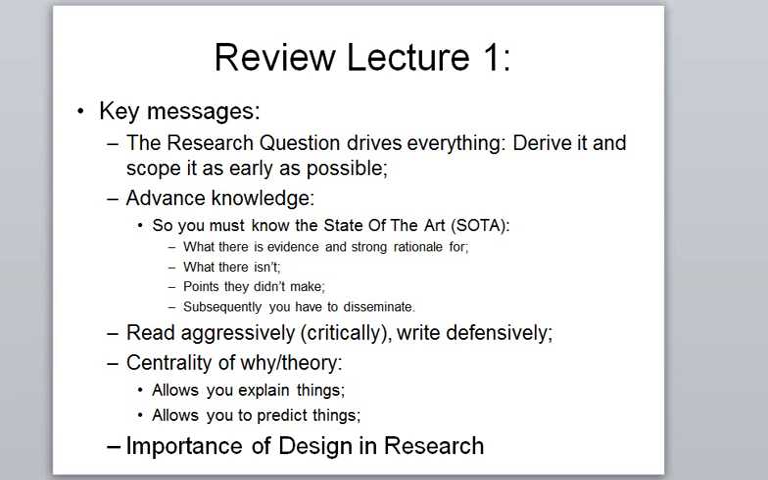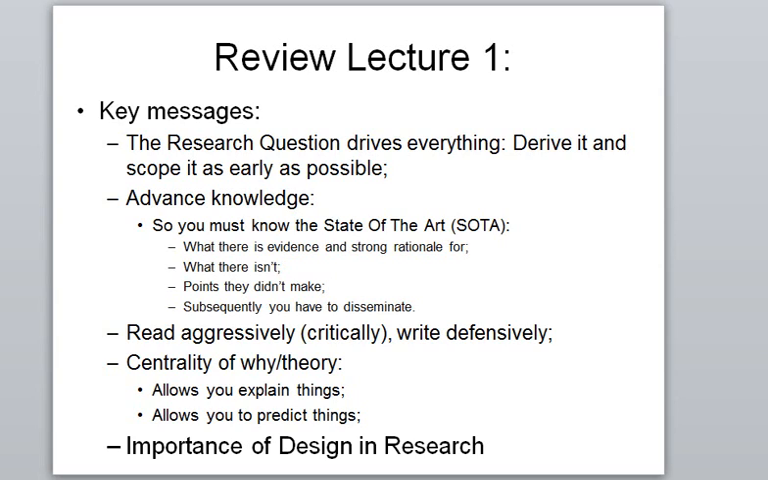Academic research is about advancing knowledge. To do so, you must know the state of the art, what there is evidence and strong rationale for, what there isn't, the points they make, the points they don't make, and subsequently you have to derive the research question that addresses a gap, a future work, or even a plain error in other academic literature that hasn't been identified before.